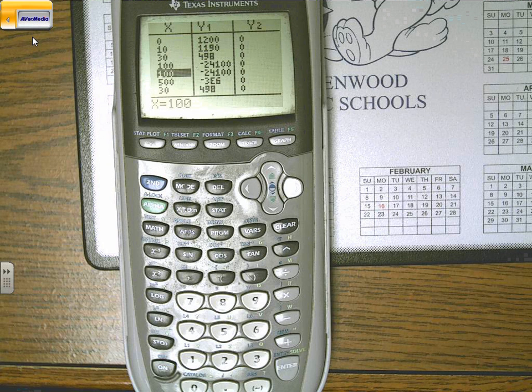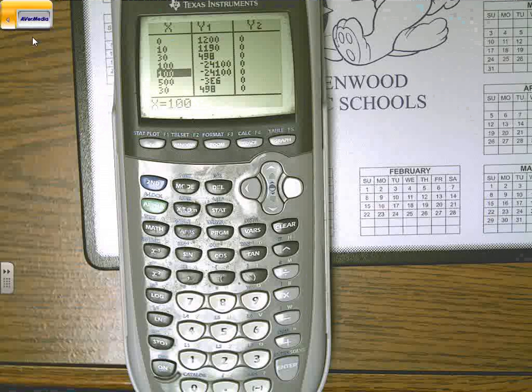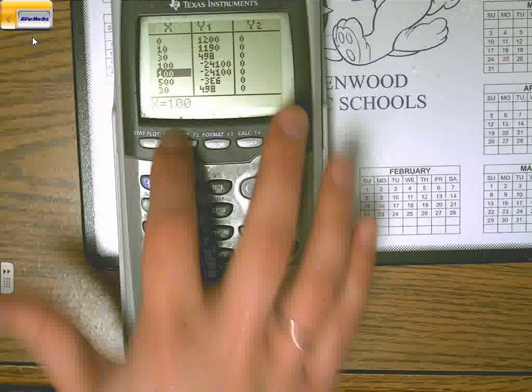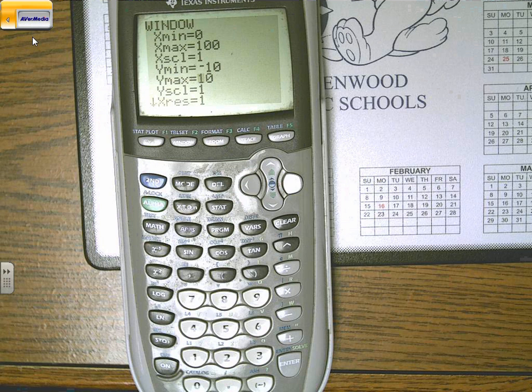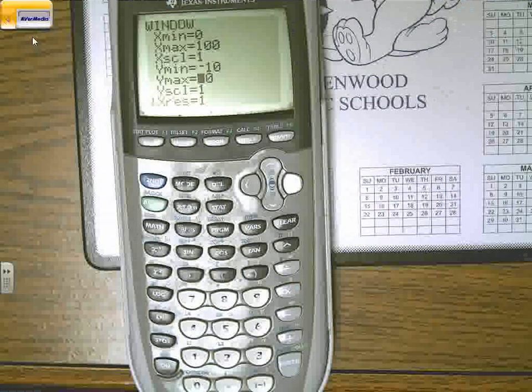Does everyone agree on why I would do that? For my x's, I need to go from 0 to 100. And what should my y's be at? 500, maybe 1200 if I wanted to see the whole graph because that was the highest y value I saw.